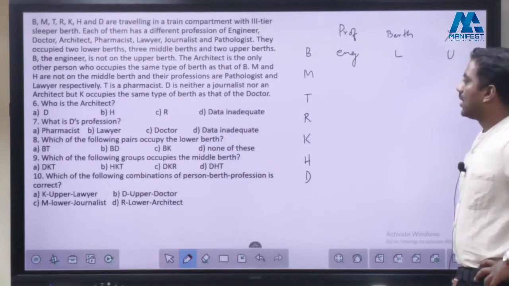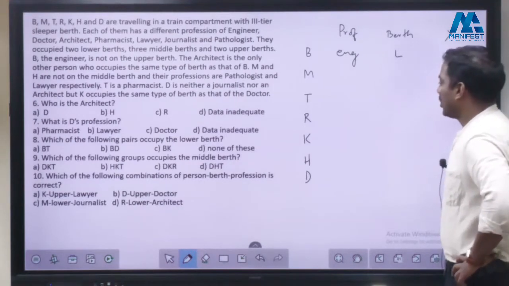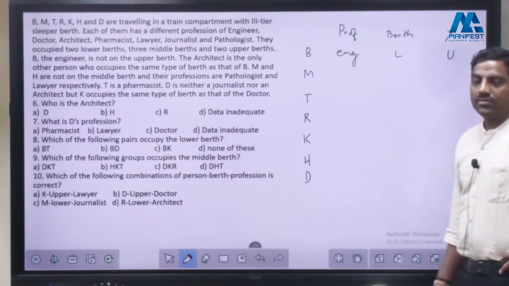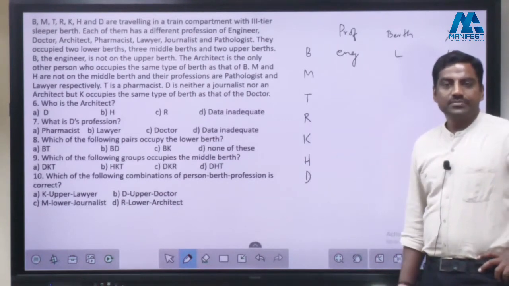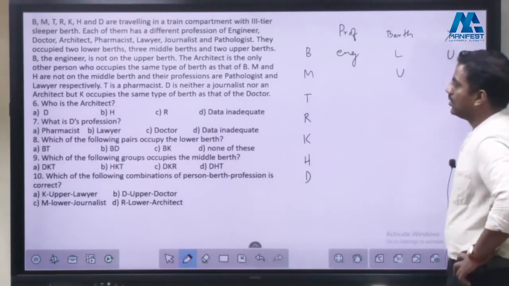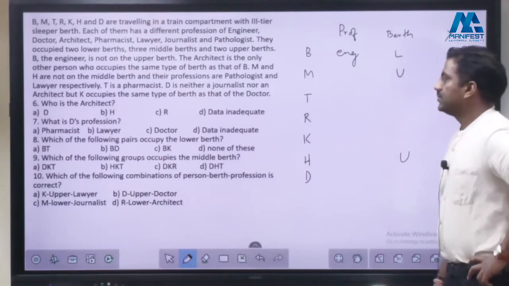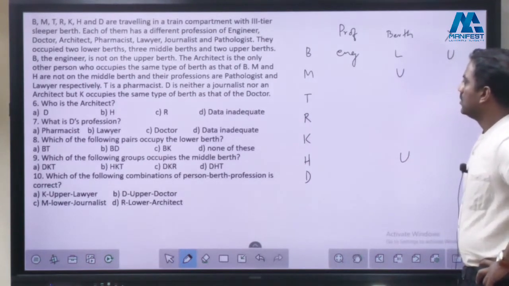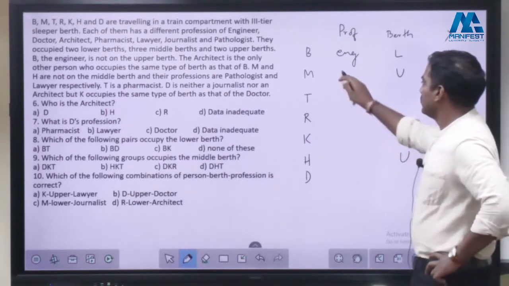M and H are not on the middle berth. Where should they be? Lower berths are already occupied, so upper berth. M and H are not on the middle berth, and their professions are pathologist and lawyer respectively.